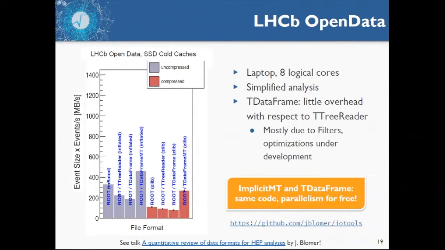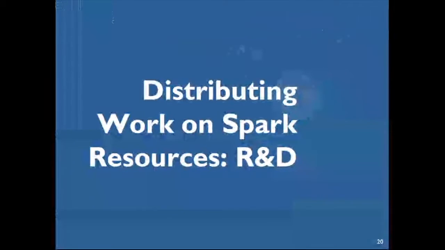But it's mostly due to filters, and it's being optimized. Enrico is working on it. But you can see that, again, with the same one-line change, you get some speed up. And this is in a laptop with 4 physical cores, 8 logical. With compression, this overhead is less significant, and it's still a good speed up when you enable implicit MT.